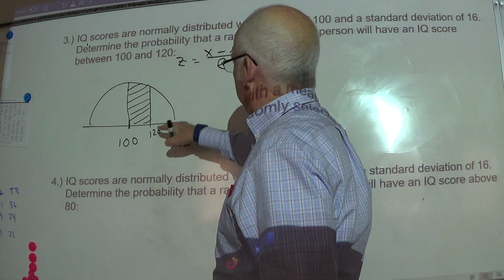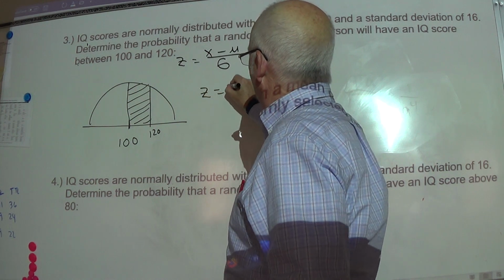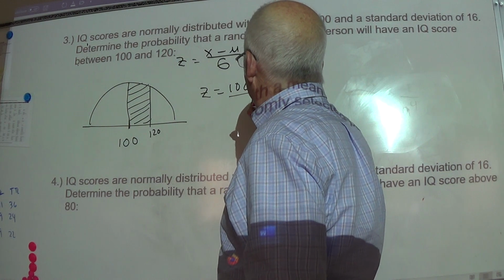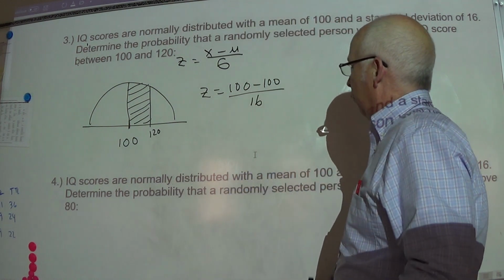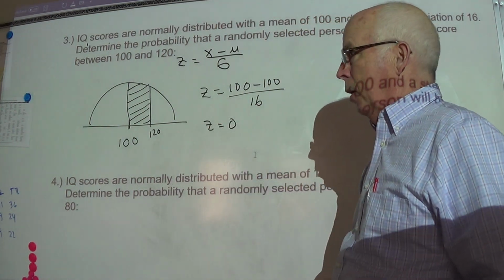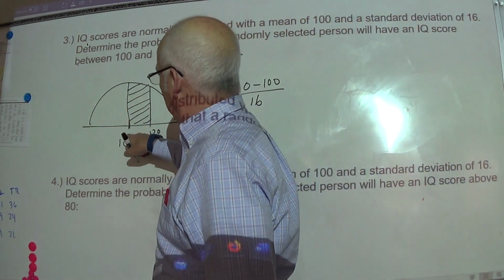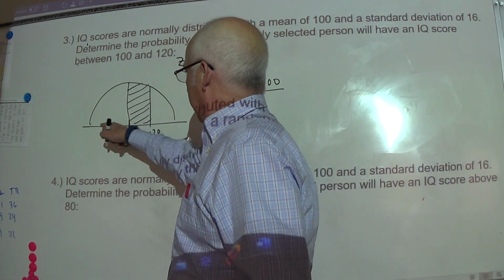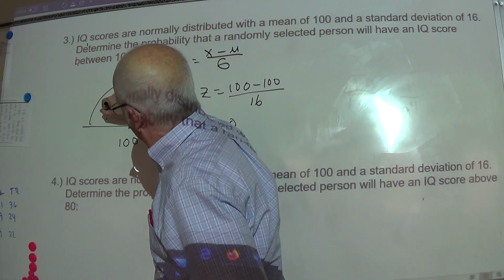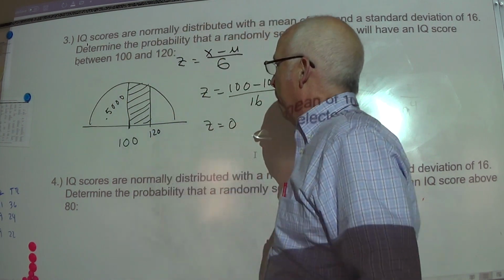So our first one using 100 is z equals 100 minus 100 over 16, all right? And if you do the math, we get z equals 0. And at z equals 0, if we go to our actual table, we know that at z equals 0, 0 standard deviations away from the mean because our z and our x are identical, is 0.5000, all right? Half our data is right there.